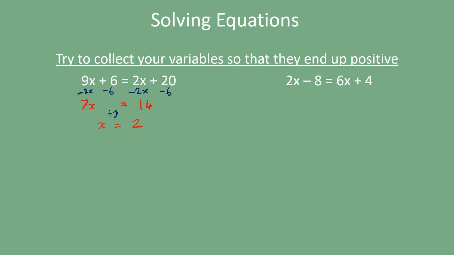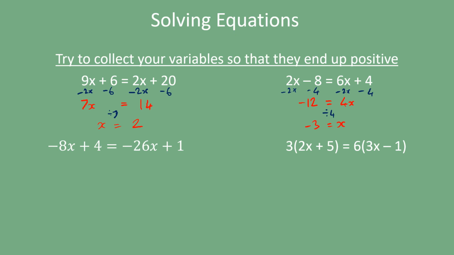Which side do we want the x to be on? Which has got the greatest positive amount of x? It's this one, isn't it? 6 is definitely bigger than 2. So we're going to remove 2x from each of them, and we're going to move the numbers to the left hand side. So we're also going to subtract 4 from both of them. What will that give us? That will give us minus 12 only on the left hand side and 4x on the other side. So if we divide by 4, that will tell us that x is minus 3.